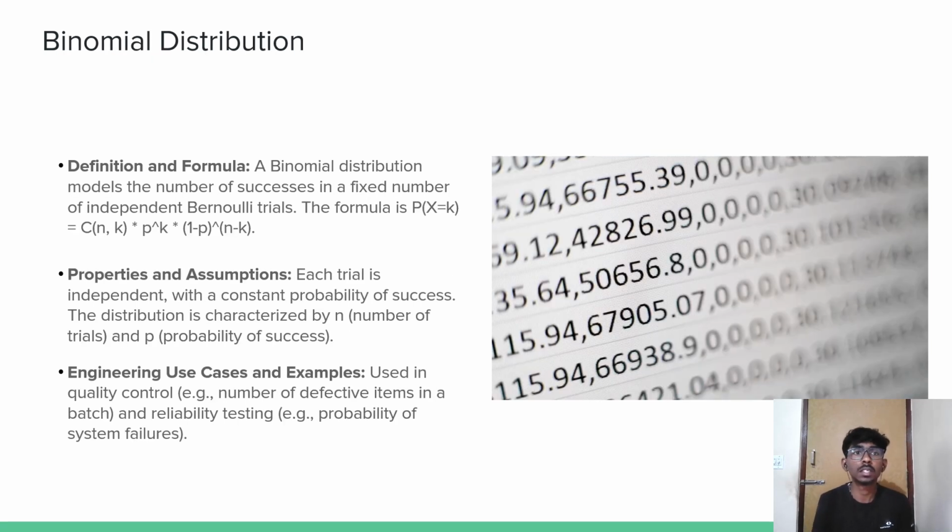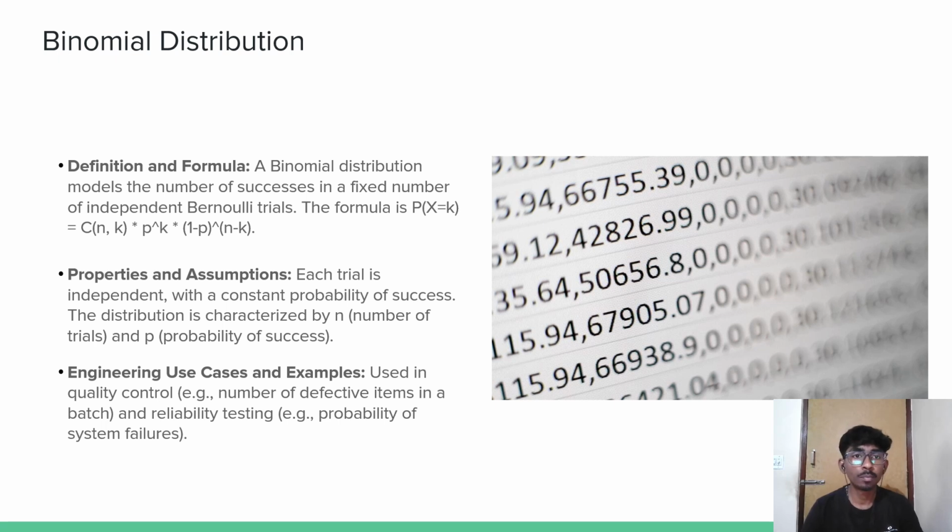Binomial distribution. A binomial distribution models the number of successes in a fixed number of independent Bernoulli trials. The formula is as stated in the slide, and the properties and assumptions are each trial is independent. That is, it is not dependent on the previous trial. Like we may get the same output or we may get a different output. With a constant probability of success, the distribution is characterized by n and p, where p is the probability of success.